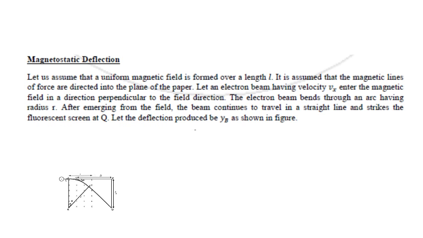Magnetostatic deflection. If a uniform magnetic field is formed over a length L, then it is assumed that the magnetic field lines of force are directed into the plane of the paper and the electron beam having velocity Vx enters the magnetic field in a direction perpendicular to the field direction. The electron beam bends along an arc of radius r. After emerging from the field, the beam continues to travel in a straight line and strikes the fluorescent screen at Q.